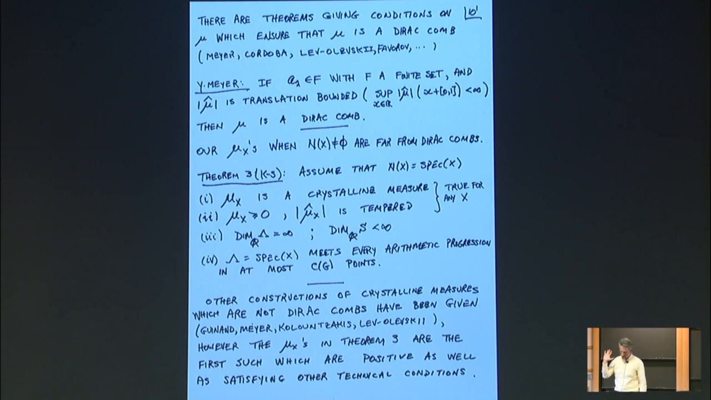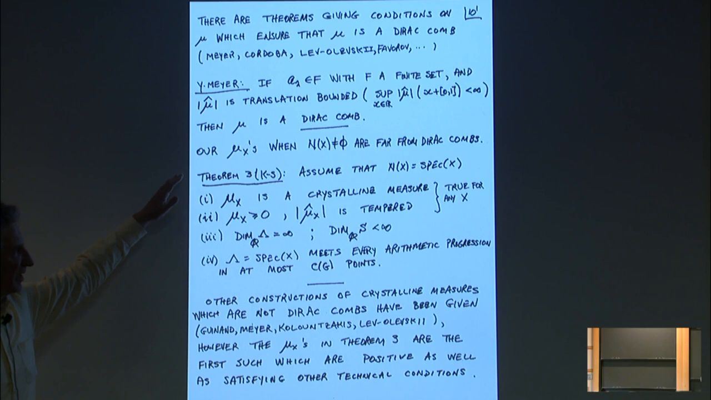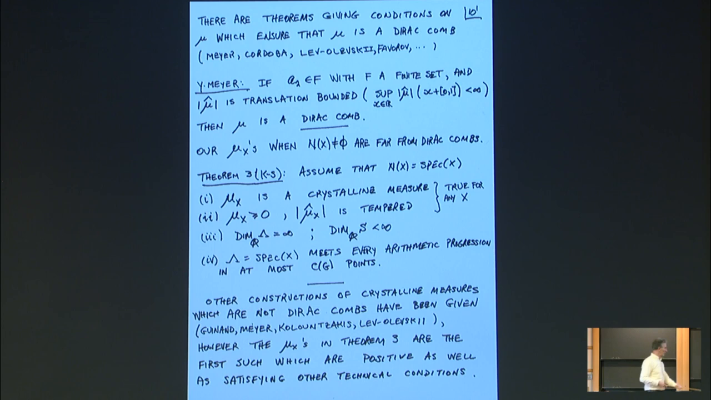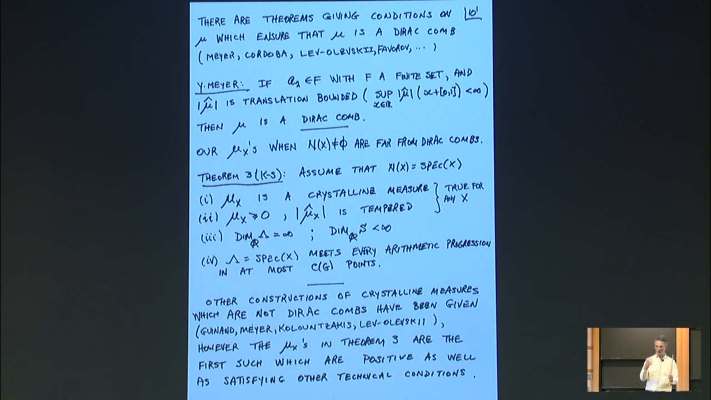All right, so these crystalline measures are very exotic, and in fact, once we produced them and looked at the literature, these answer many questions. In fact, the most basic question that had been open for a long time was, can you make a positive crystalline measure? What do you mean positive? That is, the mu is a positive distribution. Mu applied to any smooth function is non-negative.